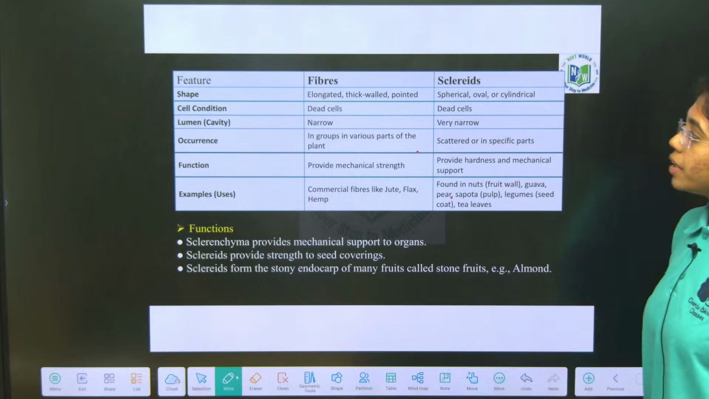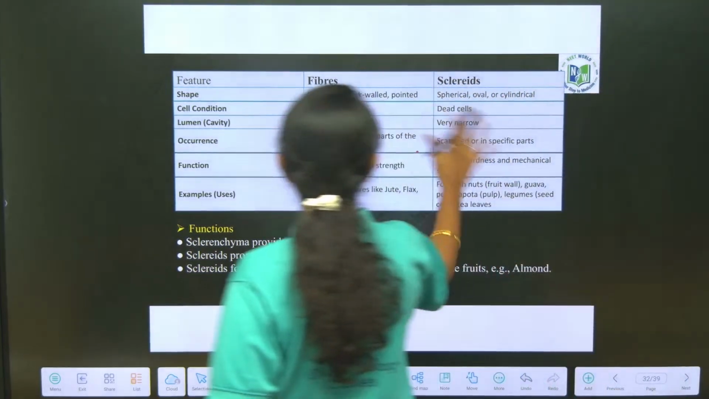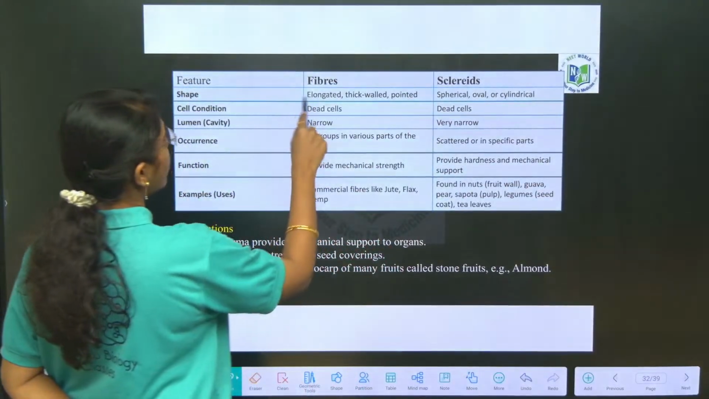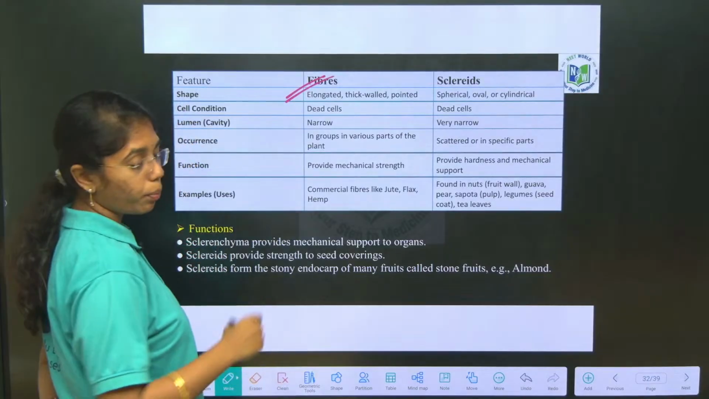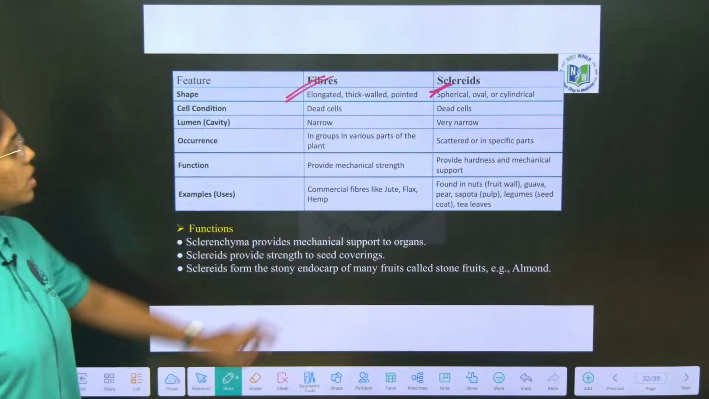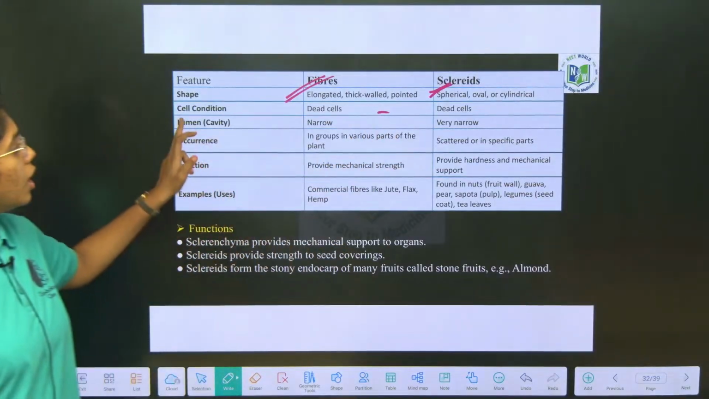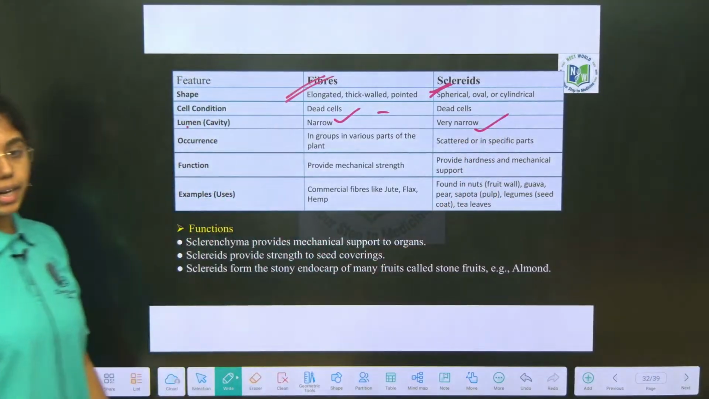This is the comparative analysis between fibers and scleroids. Here you look into the shape. First, fibers are elongated with thick walls and pointed ends. Scleroids are spherical, oval and cylindrical. Cell condition: both are dead cells. Lumen: narrow lumen in fibers, very narrow lumen in the scleroids.